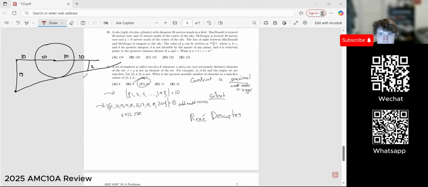The line of sight, McGregor is located 20 meters east and G greater than 0 meters south of the center of the silo. The line of sight between McDonald and McGregor is tangent to the silo. The value of G can be written as the square root of B minus C over D, where A, B, C, and D are positive integers. B is not divisible by the square of any prime, and D is relatively prime to the greatest common divisor of A and B. What is A plus B plus C plus D?